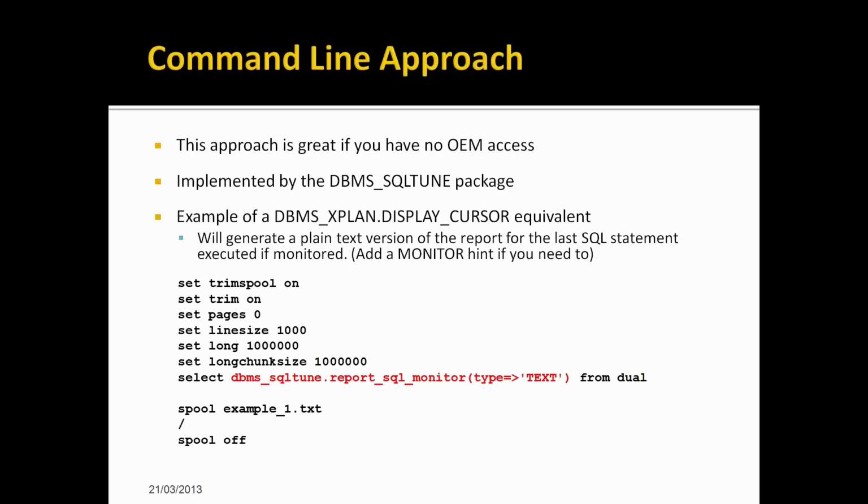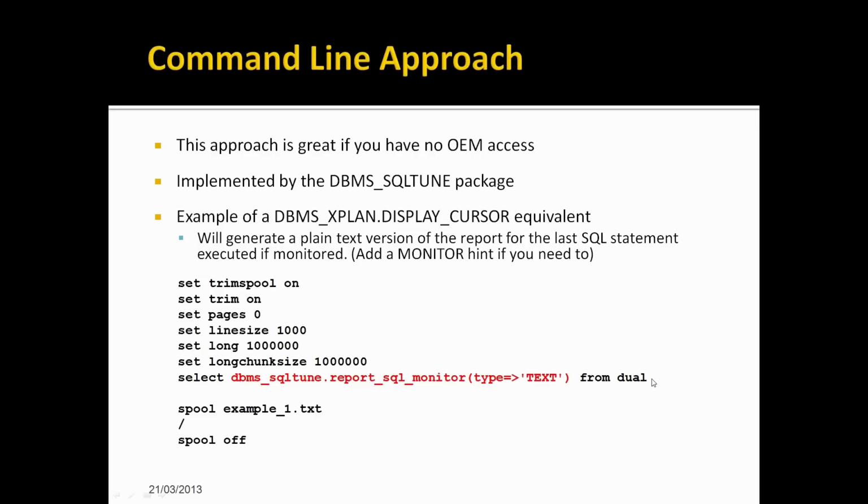So I set up some formatting commands here. This is just really about formatting the file appropriately. And then I say I'm going to select DBMS_SQLTUNE.REPORT_SQL_MONITOR, and I have one parameter here which is the type, which is text, from DUAL. So this is a function, and I'm just going to select it from DUAL.